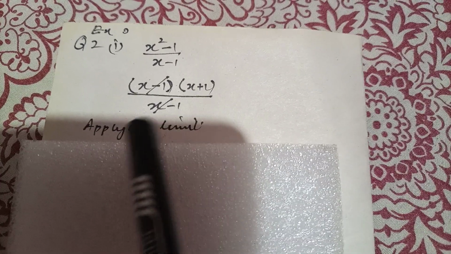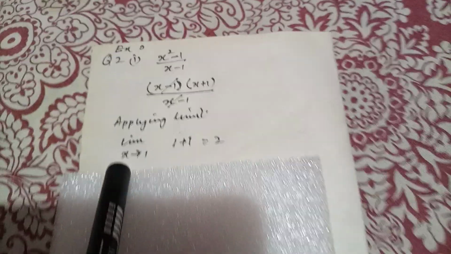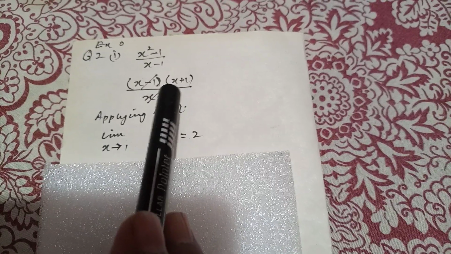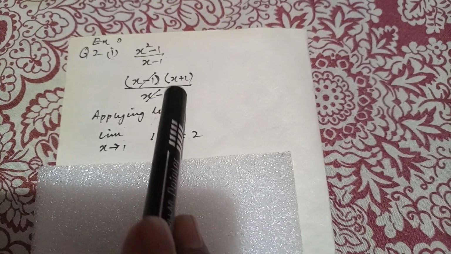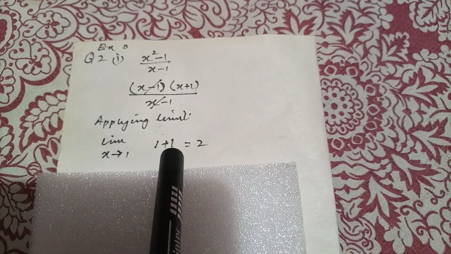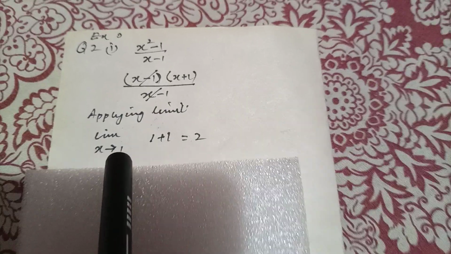So we can now apply the limit. The limit given to us is x tends to 1 in this question. So when you apply the limit, x tends to 1, this x will be replaced by 1, and plus 1 is there, the other one. So the total value of this given expression after applying the limit will be 2.